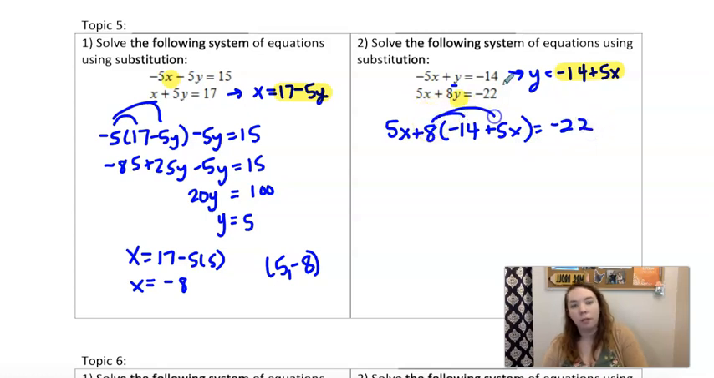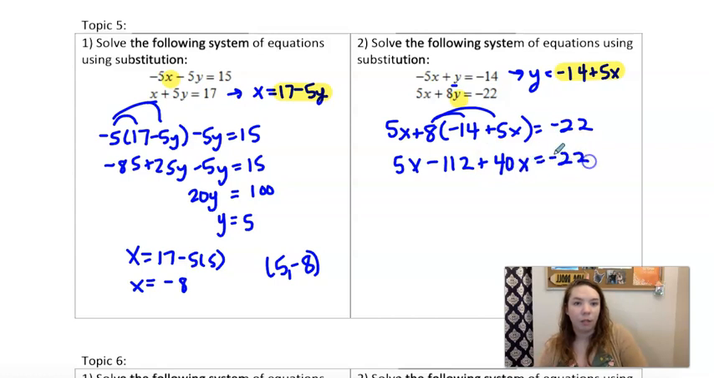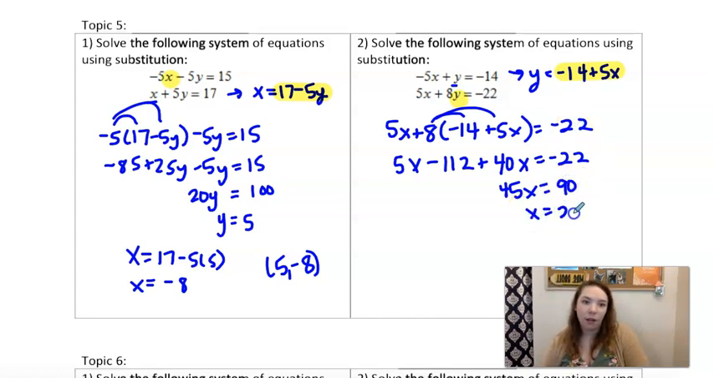All right, so we'll distribute first. So you have 5x minus 112 plus 40x equals negative 22. So here 5x plus 40x is 45x. Negative 22 plus 112 would give us 90. Divide by 45, and that'll give us 2 for x. So this will be negative 14 plus 10 is negative 4.